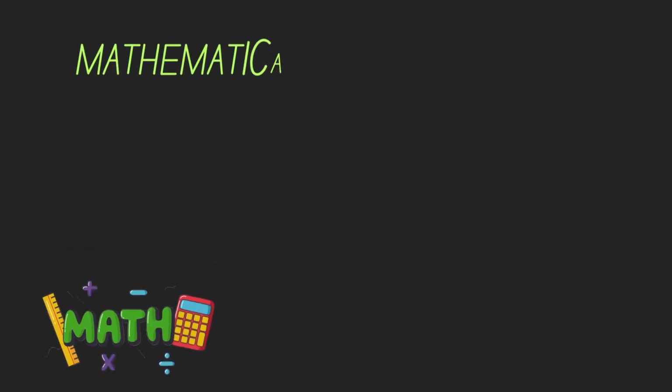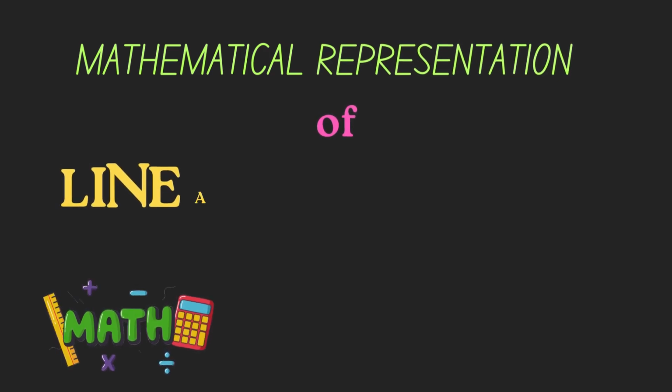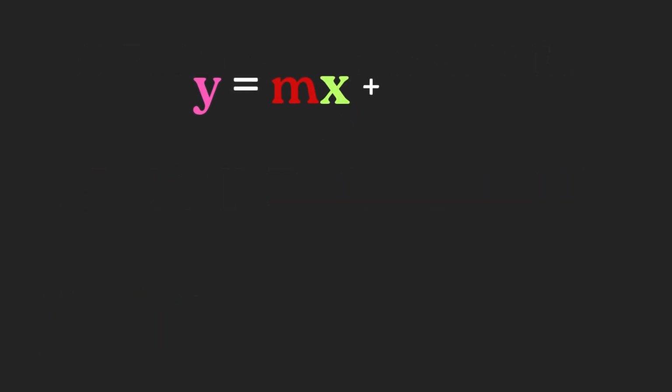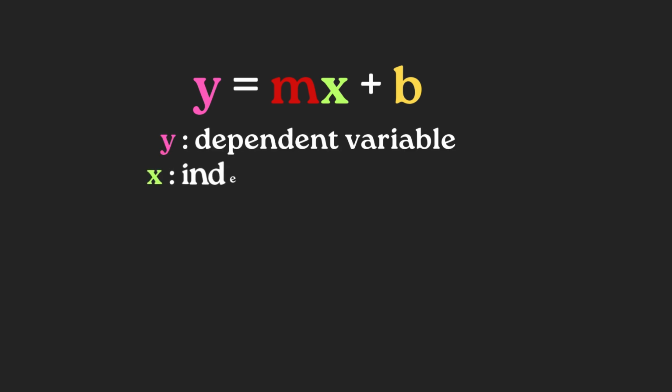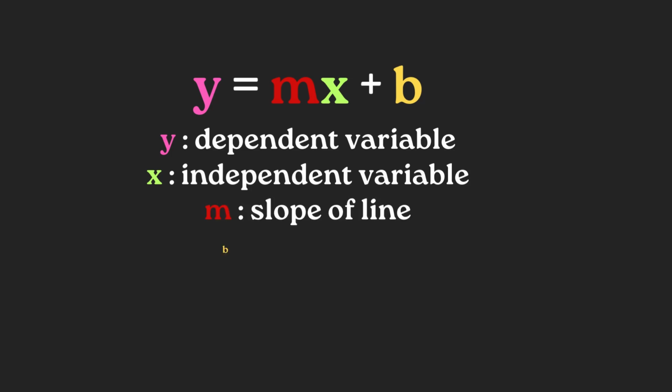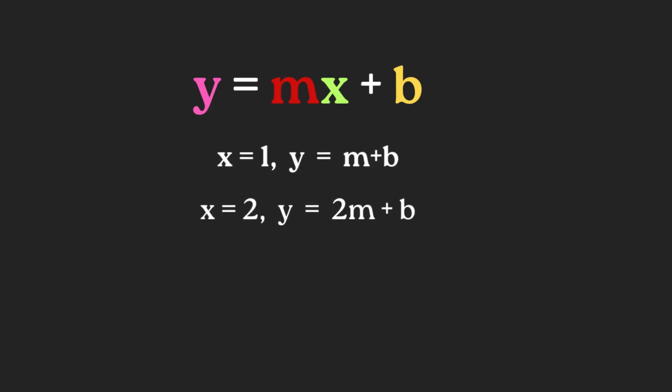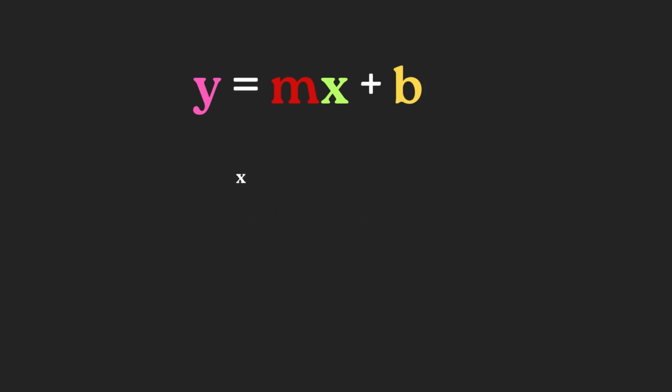Now, let's talk about the equation of a typical representation of linear regression. In linear regression, we use the equation y = mx + b, where y is the dependent variable, x is the independent variable, m is the slope of the line and b is the y-intercept. The slope m tells us how much y changes for a 1 unit change in x, and the y-intercept b is the value of y when x is equal to 0.